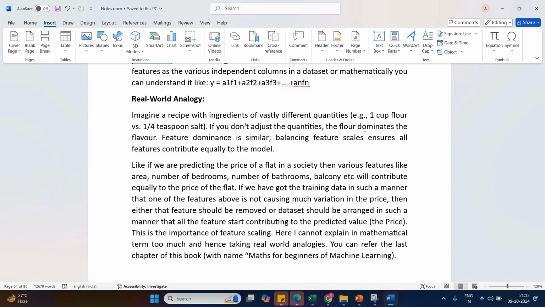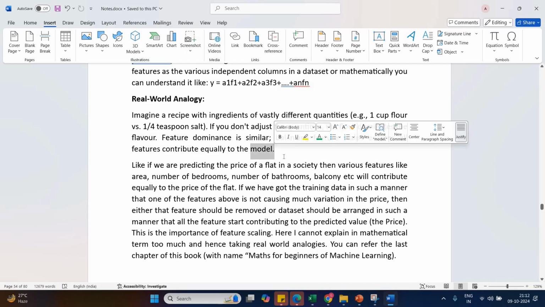We have to scale those features in such a way that all the features which we have taken, like the flour, the salt, all these features which are contributing to the taste of the final product, which is the cake, are equally participating in the model, or you can say in the cake. Since we are talking about the machine learning model, as an analogy I have taken the word model here, but it's all from the real world example where we are trying to make a cake.